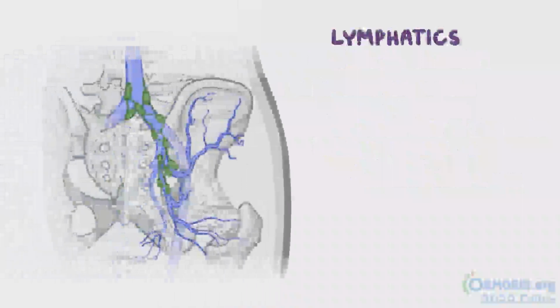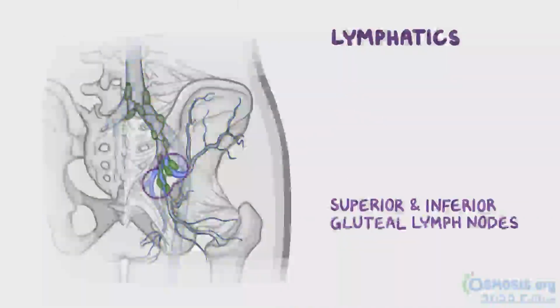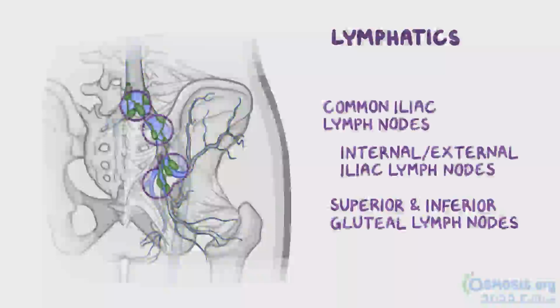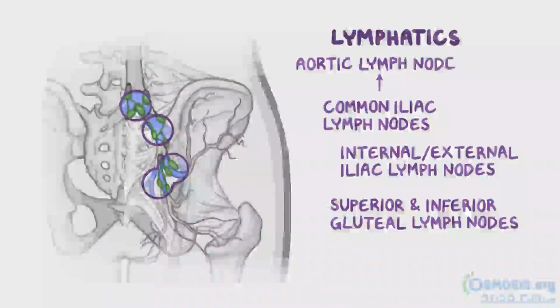When it comes to lymphatic drainage, lymph from the deep tissues of the buttocks follows the gluteal vessels to the superior and inferior gluteal lymph nodes, and from them to the internal, external, and common iliac lymph nodes, and from them to the lateral lumbar or aortic lymph nodes.